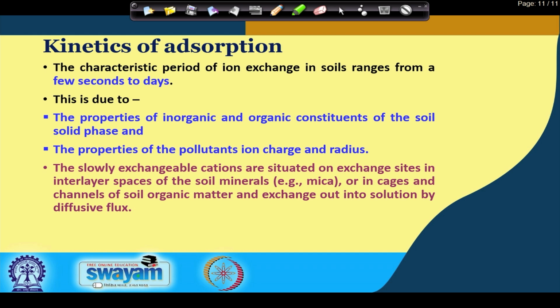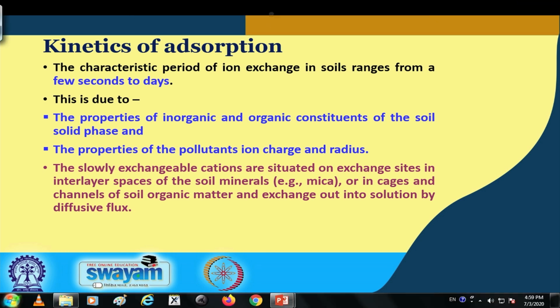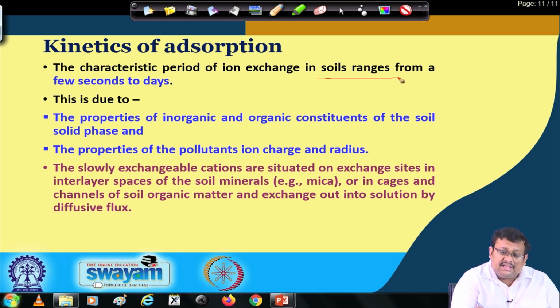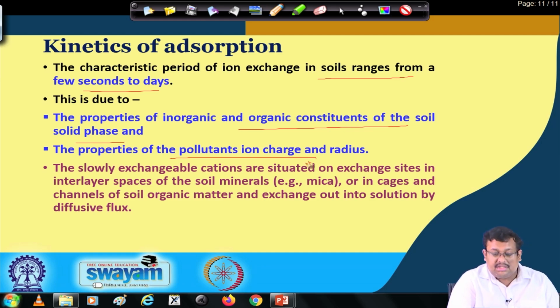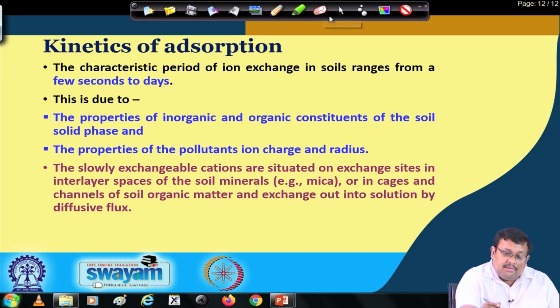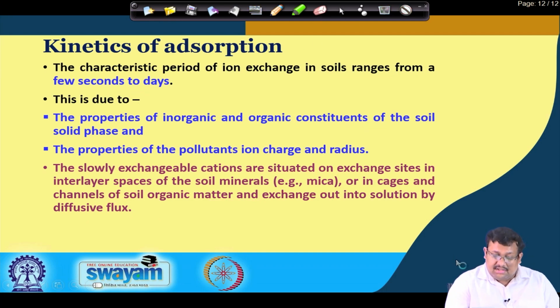that the characteristic period of ion exchange in soil basically ranges from a few seconds to days, and this is due to the properties of inorganic and organic constituents of the solid phase, and also the properties of the pollutants' ion charge as well as their radius. The slowly exchangeable cations are basically situated in the exchange sites in interlayer space of the soil minerals like mica or in cages of channels of soil organic matter and exchange out into the solution by diffusive flux. We already know that. So, what are the other important aspects of this kinetics of adsorption?